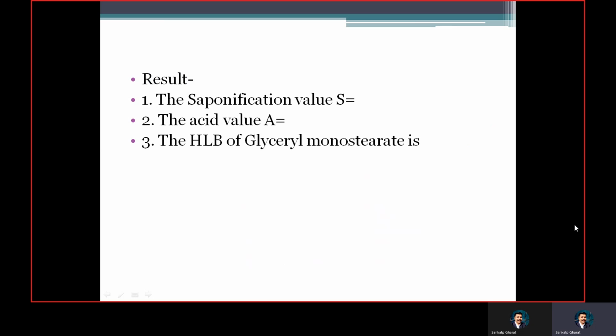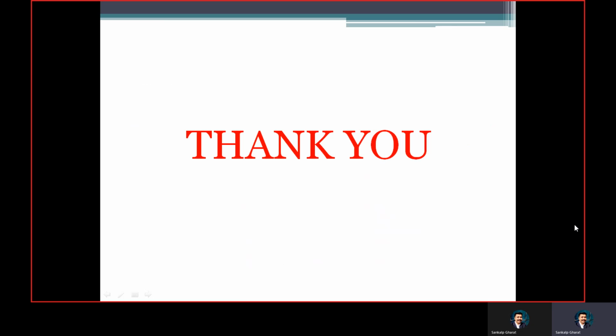Okay, so here come the results. At the end of the experiment, you have to write down the saponification value, the acid value, and the HLB value of glyceryl monostearate.